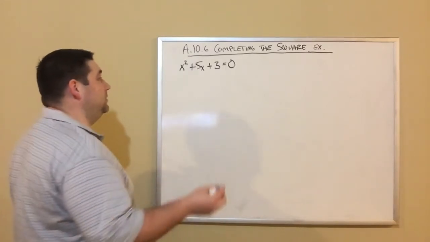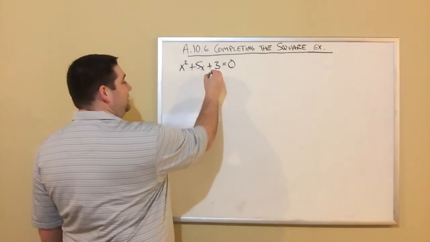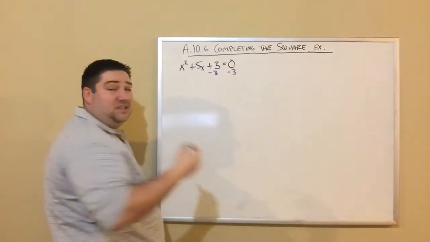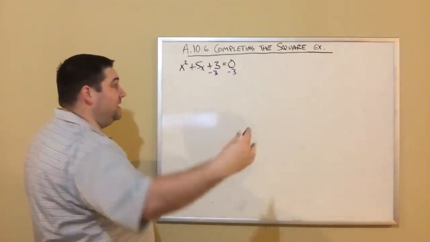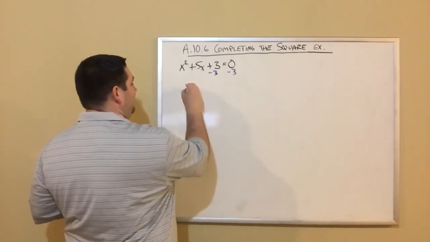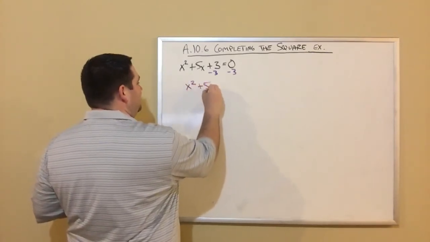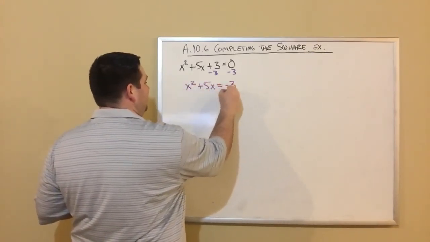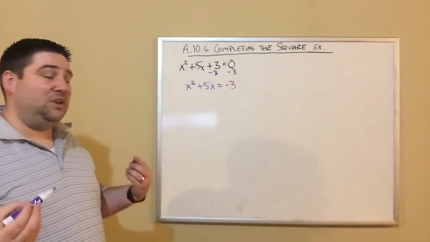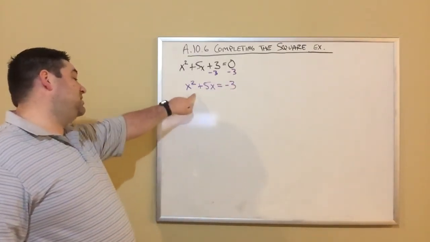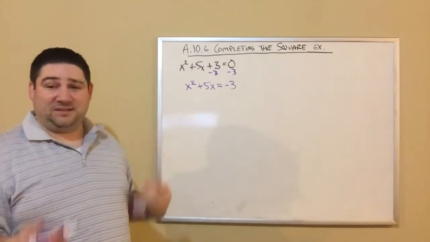So what we're going to do is, first thing we need to get the c term, the term without the variable, to the right side of the equation. So I subtract 3. So now I got x squared plus 5x equals negative 3. And then I'm going to figure out how to make this a perfect square.